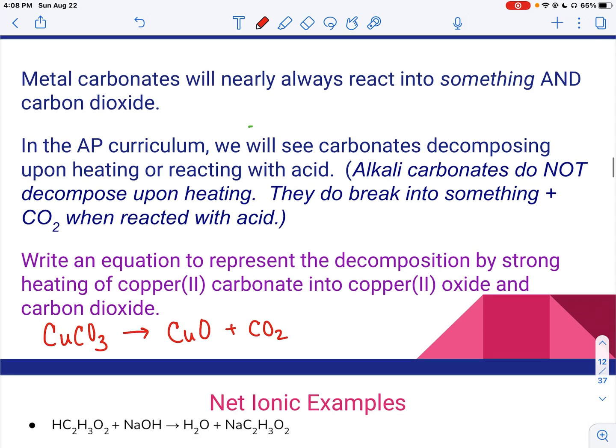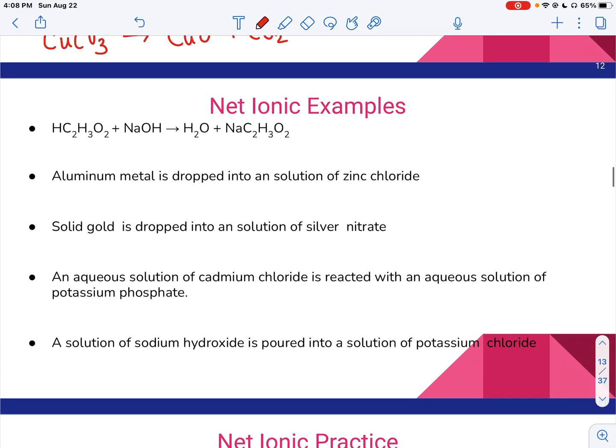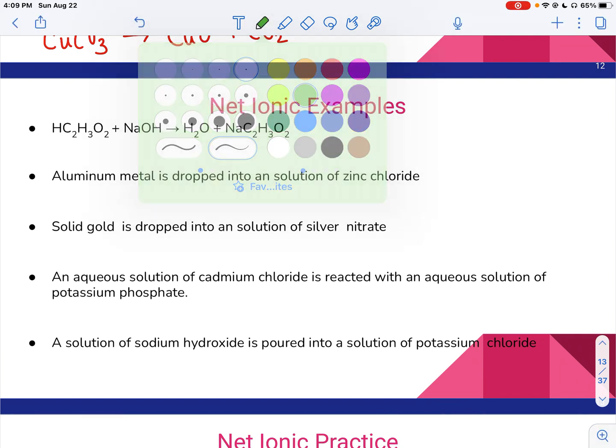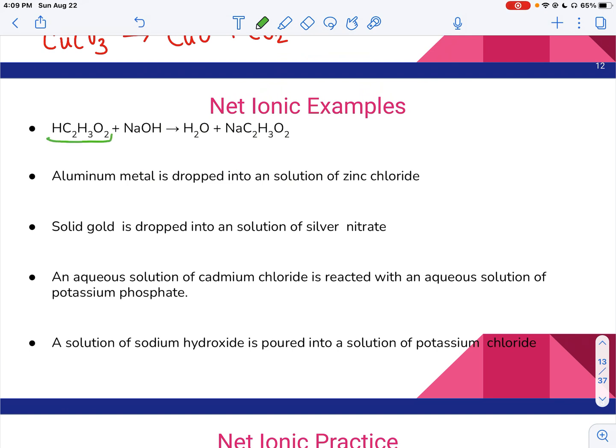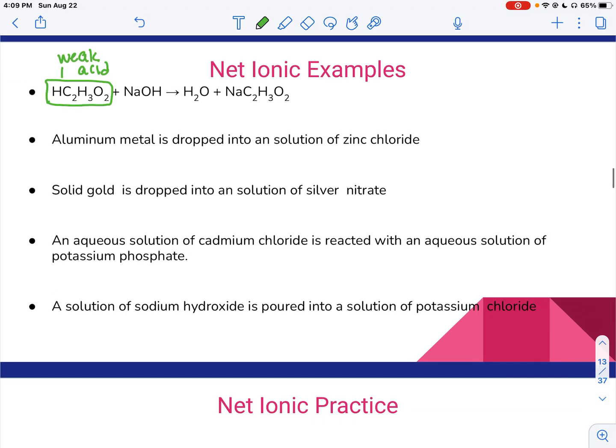All right, let's jump into some examples. So for this first one, this right here is acetic acid. It's a weak acid. So remember, I told you I would tell you that until we get to our acid unit. So a weak acid, if you look back up at our little rules, means you keep it as a molecule. It does not dissociate.